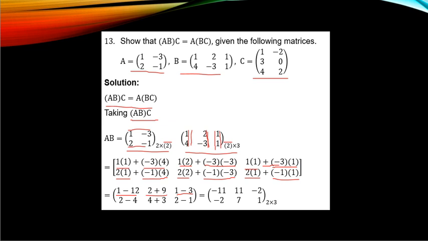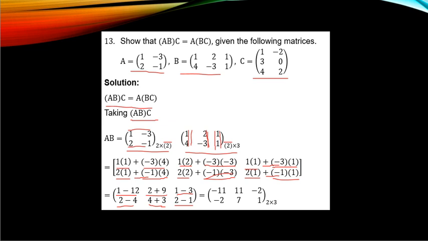You move to the second row, first entry, where you have 2 times 1, 2, plus times minus is minus, 1 times 4 is 4. The second entry, you have 2 times 2, 4. Then you have 4 plus minus 1 times minus 3, which is plus 3. And the third entry, you have 2 times 1, that is 2. Then plus times minus is minus, 1 times 1 is 1.